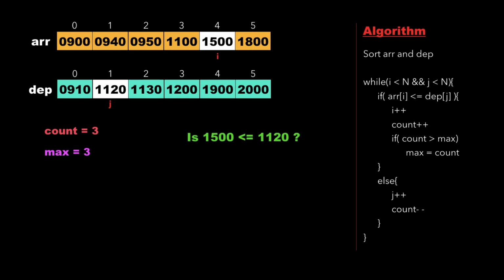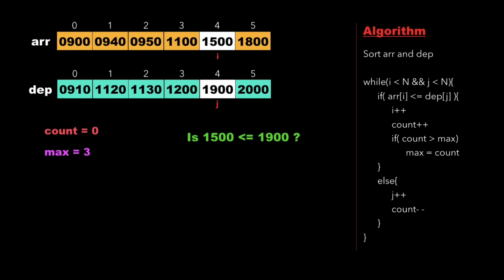Again we check whether 15 is less than 11:20, and since it is not, now we are in the else case, and we increment the value of j and decrement count value. Again we check if arrival of i is less than or equal to departure of j, that is 15 less than 11:30, and since it is not, again we are in the else part, we increment j and decrement count. Again we check whether 15 is less than 12, no it is not, therefore again we increment j and decrement count. So the value of count is 0 now.